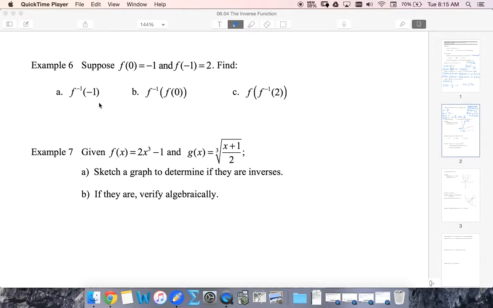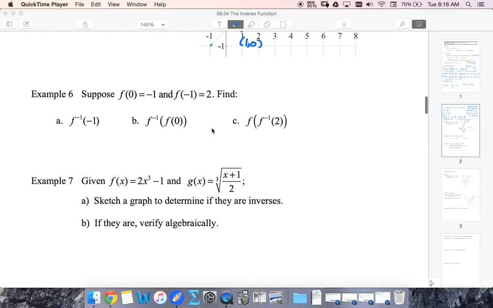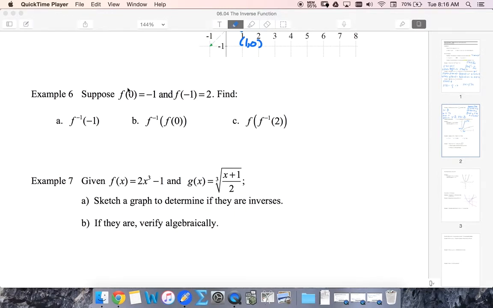Hello again. So in these examples, we're looking at algebraically thinking about the inverse. So again, like I said in the graphical one, in inverse, we're inverting the points. So on the original, my xy becomes the yx in the inverse. So that's going to help us down here. So on my original function, I have the point 0, -1, and -1, 2.